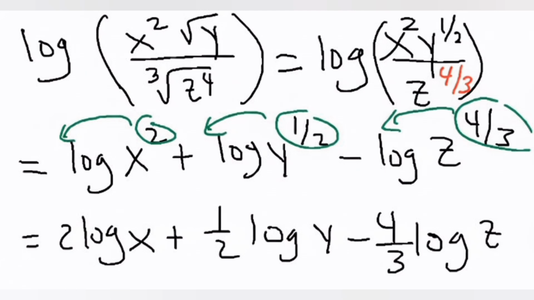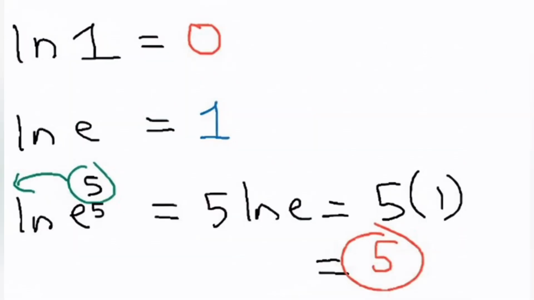And through the law of logarithm and by simplification, we take down their respective powers, and we have our final answer to be 2 log x plus 1 over 2 log y minus 4 over 3 log z. So we'll move to the next question quickly.